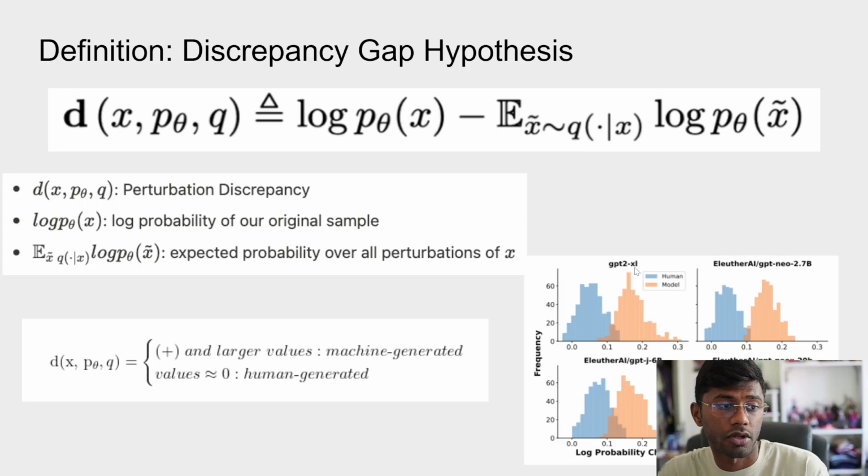So tested on GPT-2 XL, testing on multiple samples, multiple passages, we see how this discrepancy gap is much higher for the model-generated text, and much lower and closer to 0 for human-generated text. And this is the main idea DetectGPT uses to determine whether it was human or model generated.